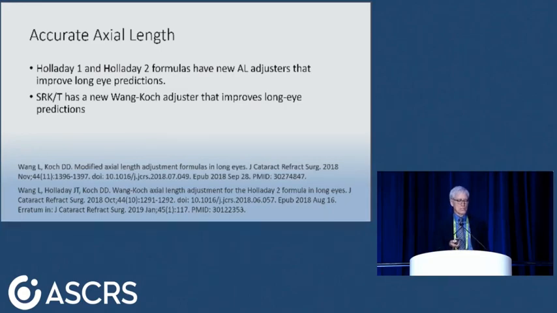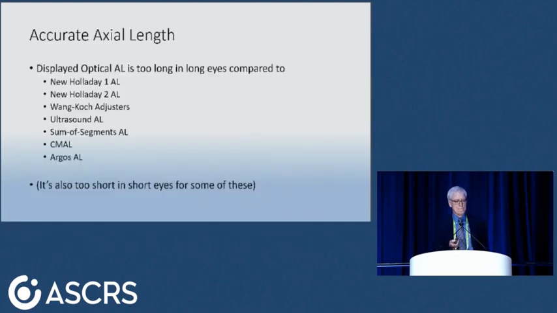Holladay 1, Holladay 2, SRK/T, they have new Wang-Koch adjusters or new adjusters on their own. And so with all those different adjusters, the displayed optical axial length is too long in long eyes compared to them. It's probably too long in reality. And in many of those, it's also too short in short eyes.